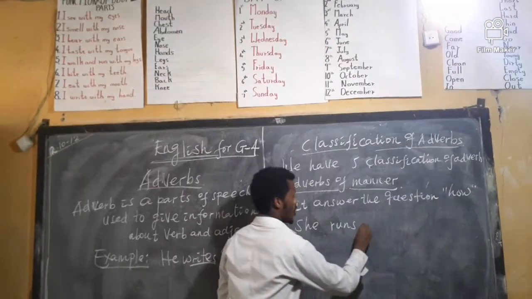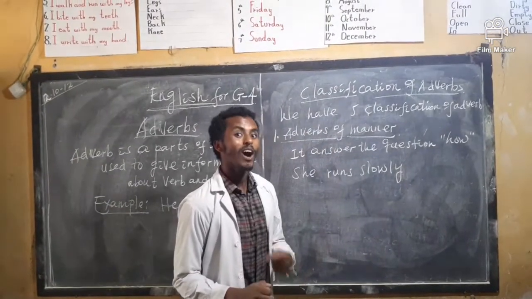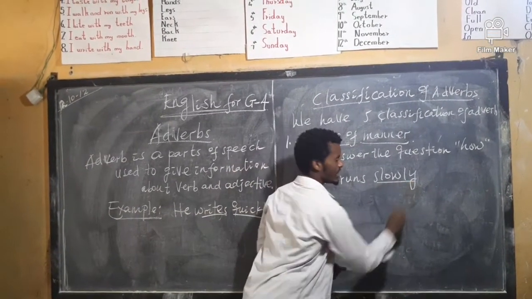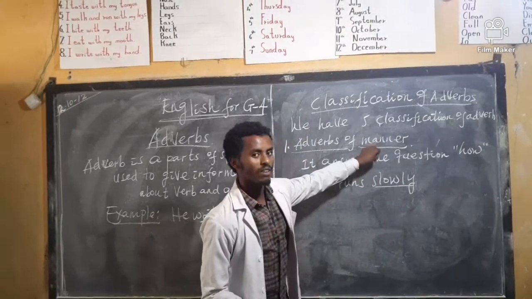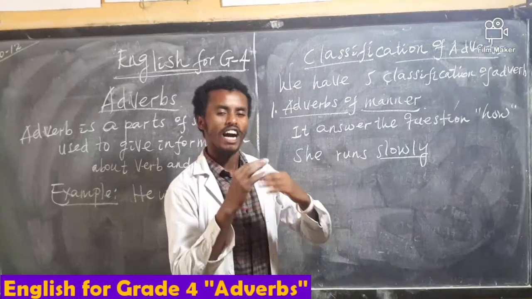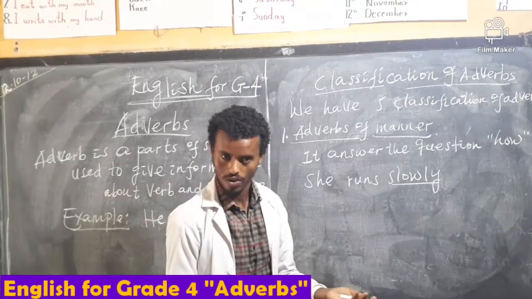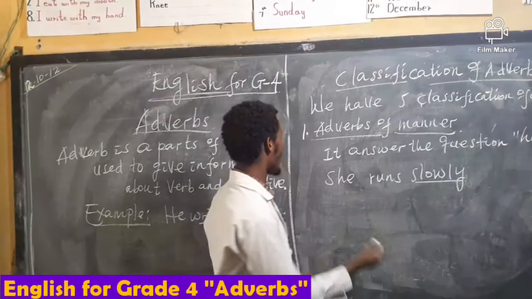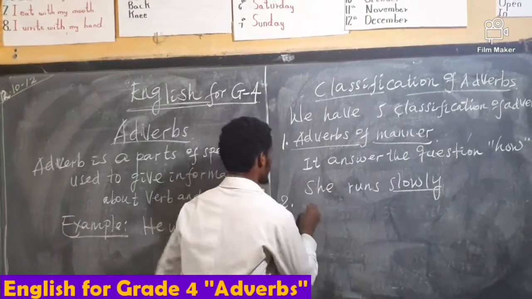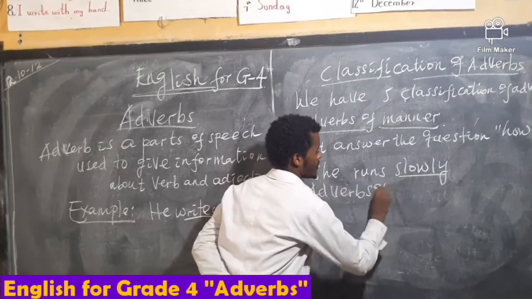If somebody asks you how she runs, you have to answer by saying she runs slowly. This is what we call adverbs of manner. Simply, adverbs of manner is a kind of adverb used to answer the question how. Okay? It's very simple. The next one is adverbs of place.